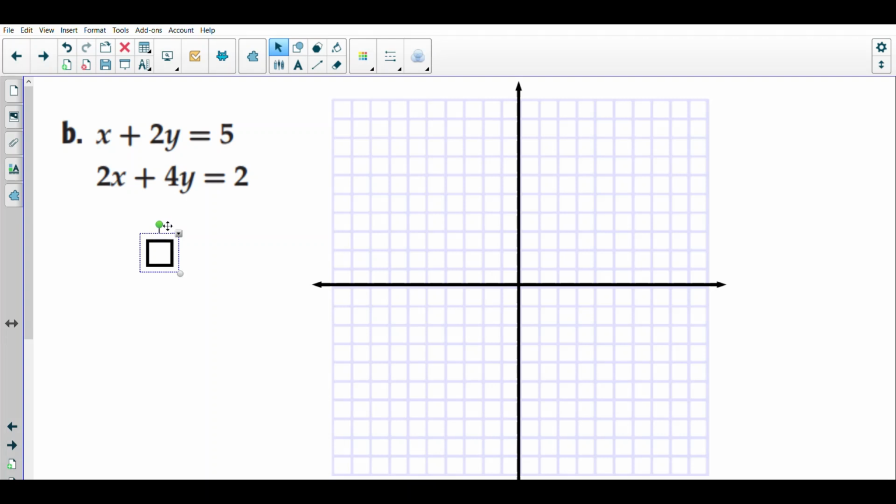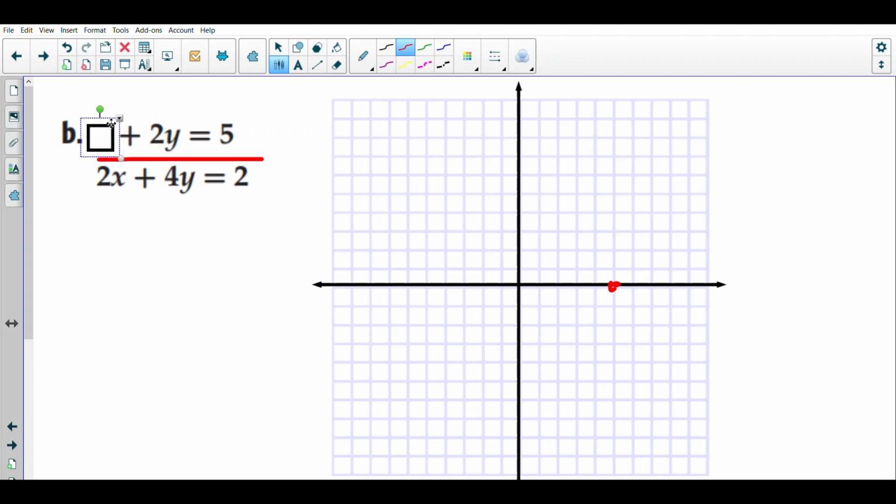So if I cover the 2y, I get x equals 5. So I'm going to graph x equals 5, so I'm going to go to 5 for my first point, and then I'm going to blank out the x and get 2y equals 5, so solve for y, and we get 2.5. So right about there, and I'm going to draw my line as best as possible.